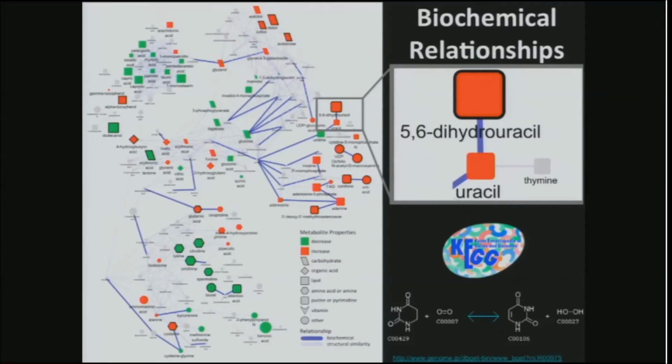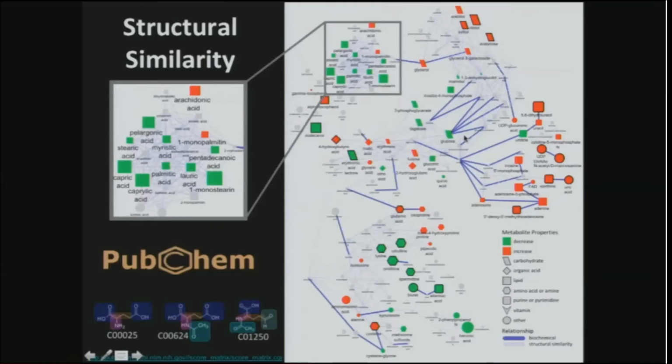So we're using both biochemical knowledge to organize this network. For example, we can go to KEGG in this case and look up that uracil is connected to 5,6-dihydrouracil. But we're also using structural similarity information. Now, this is very important for species for which there are ambiguous biochemical relationships or they don't exist in any database. Like, for example, lipids. You see, there is really little biochemistry known.